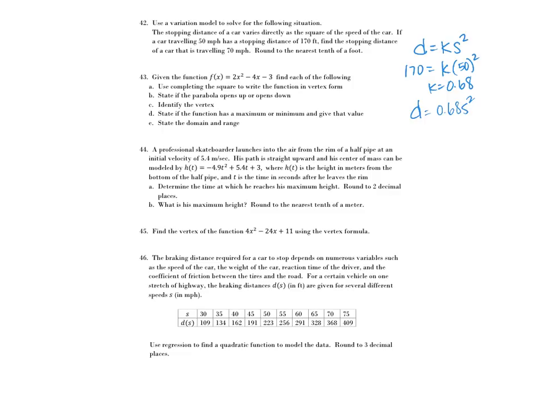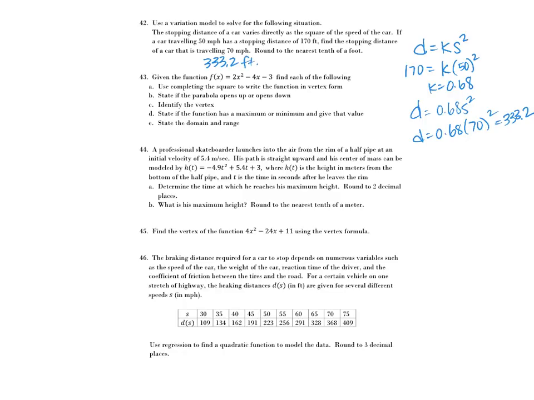And now I want to find the stopping distance of a car that is traveling 70 miles per hour. So d equals 0.68 times 70 squared. 0.68 times 70 squared, I get 333.2. And again, this was a stopping distance, which is measured in feet.